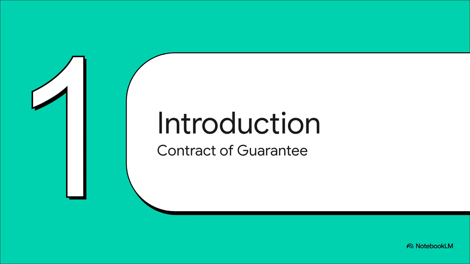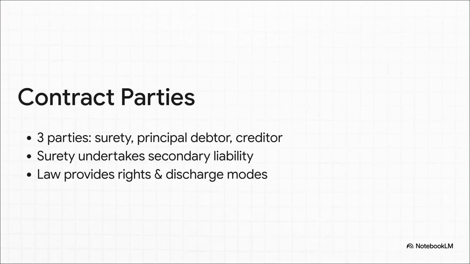Section 1. Introduction to Guarantee. Let's establish our foundational landscape here. Three parties: surety, principal debtor, and creditor. Surety undertakes secondary liability. Law provides rights, protections, and discharge circumstances. Okay, let's dissect this immediately. A contract of guarantee is not some simple bilateral agreement, right? It's a tripartite mechanism. The dynamic here is absolutely critical.